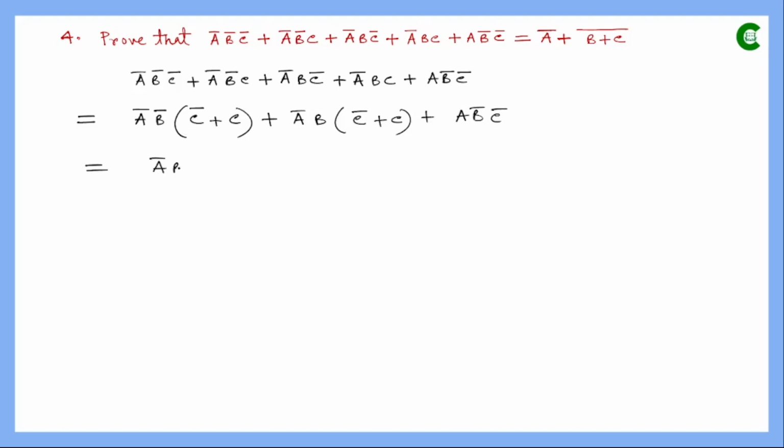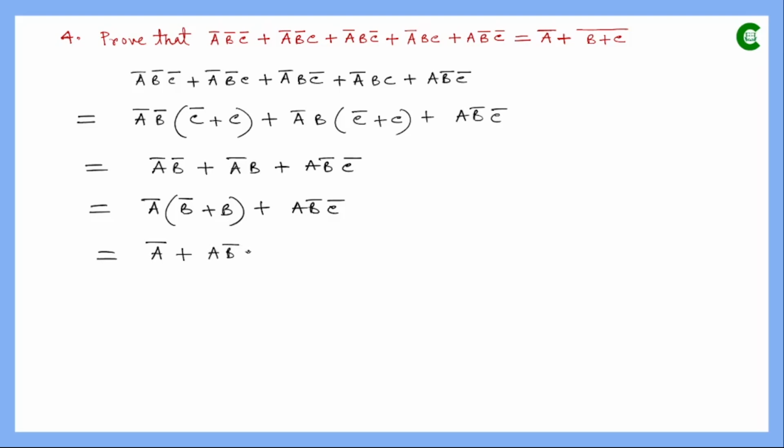So the simplified form will be, from the first and second terms, a bar b bar only, and from the third and fourth it will be a bar b, because c and c bar again give us 1, and then the fifth term a b bar c bar. Now from the first and second terms in the simplified answer so far, a bar is the common term, so that will be taken as common, and within the bracket we will have b bar and then b, and then we have a b bar c bar. Again b plus b bar will give us 1, so it will be a bar only, and then a b bar c bar.